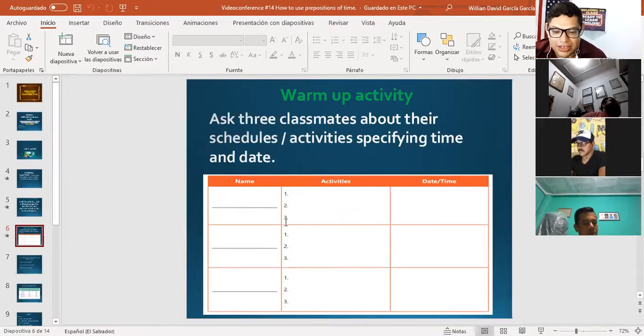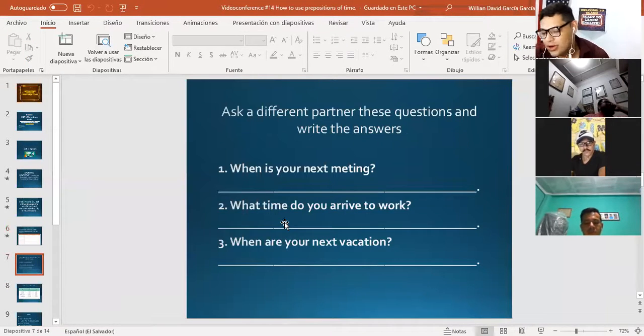And what else? As you said, we answered some exercises. We worked with some exercises about this topic. You can see here the contents about it. So we asked: When is your next meeting? What time do you arrive to work? And what are your next vacations? That was the topic that we were talking about in the last class. So that was a very interesting activity.